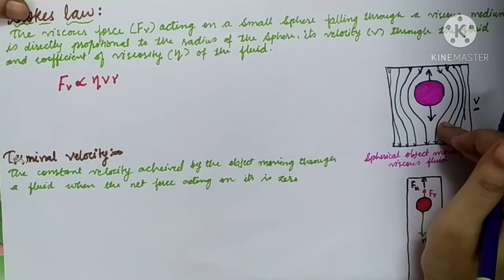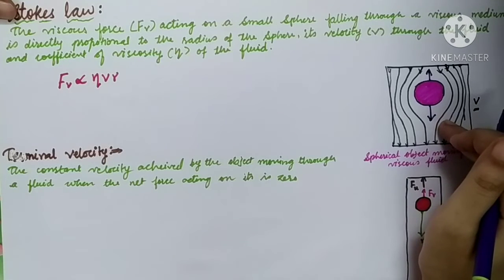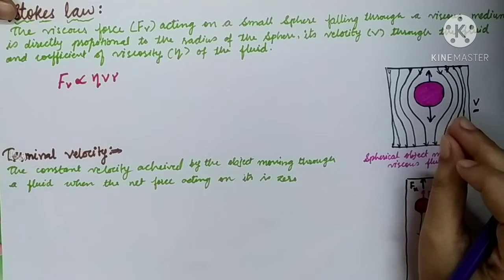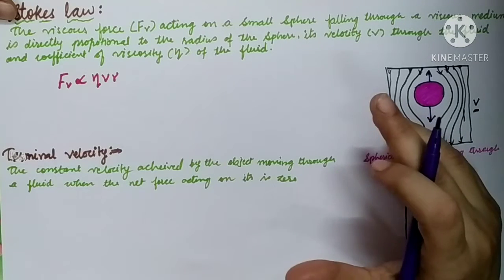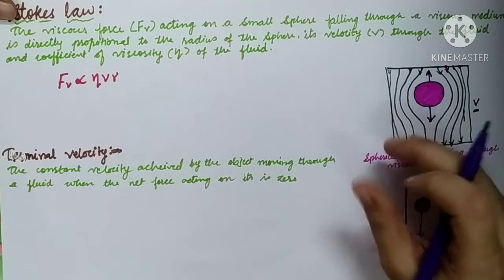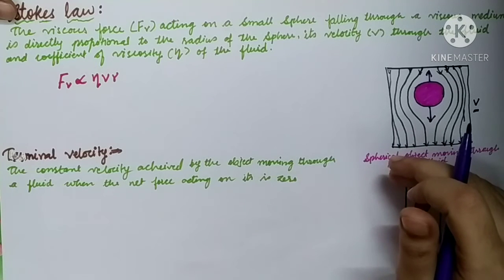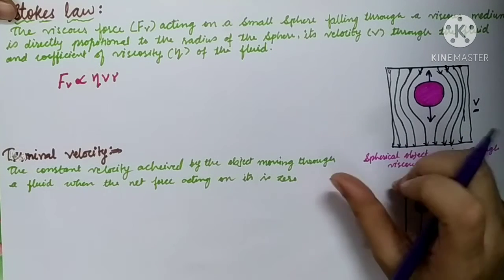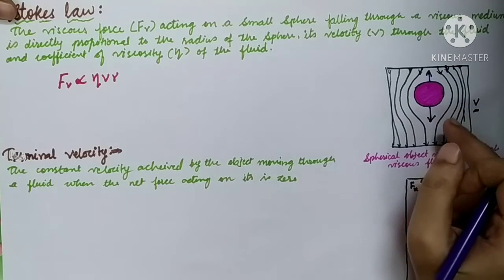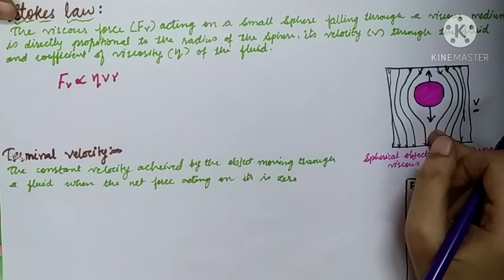It also depends on the nature of the fluid, how viscous the fluid is. If we throw this sphere inside glycerine, which is quite thick and quite viscous, or inside a cough syrup, which is less viscous as compared to glycerine or honey, obviously the viscous drag will be more in the case of honey or glycerine as compared to the cough syrup, because it is highly viscous. So it also depends on the coefficient of viscosity.